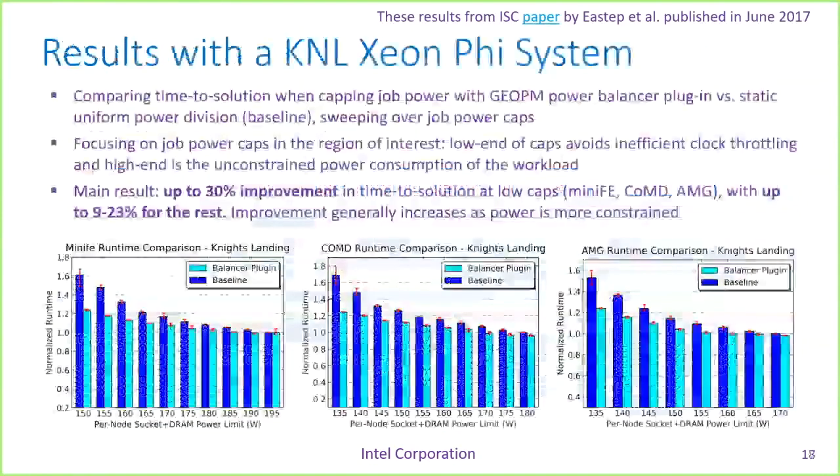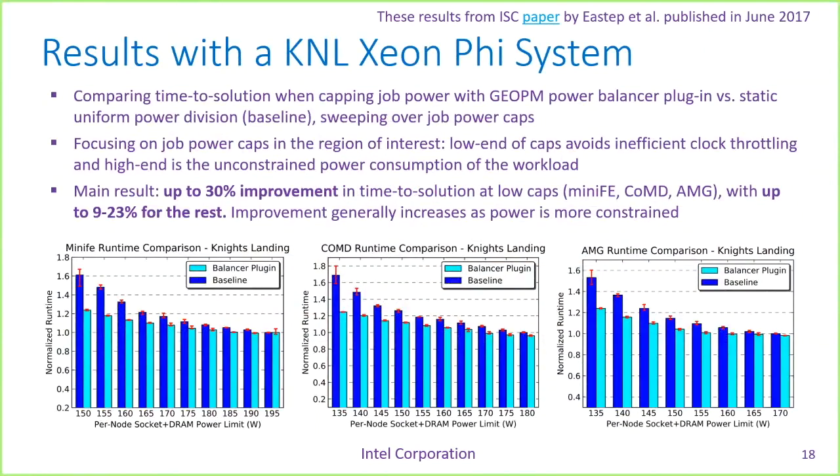What we looked at was time to solution in two scenarios. One in which we are using the Power Balancer plugin with GEOPM, and another where we have taken a job power cap and uniformly divided it and applied that uniform power cap across all of the compute nodes in a job statically for the lifetime of the application. When we're running with the power balancer, on the other hand, we are dynamically adjusting the power allocated to each compute node and deliberately allocating the power non-uniformly.